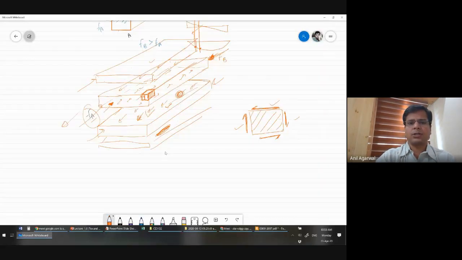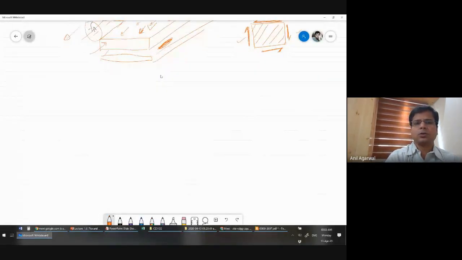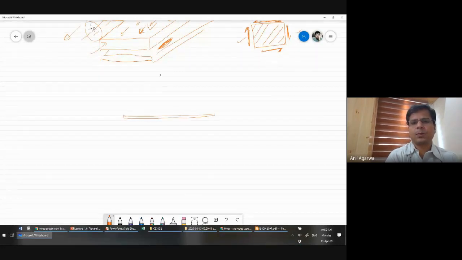What I'm talking about here is the following. So if I have a beam, this is one flange, then this is the web, and this is another flange.